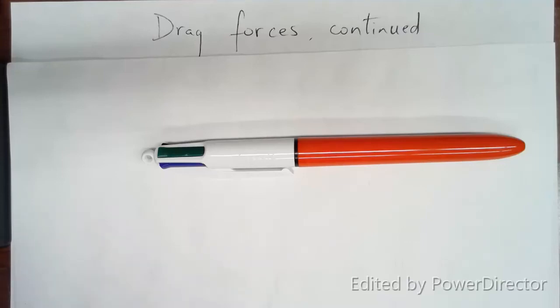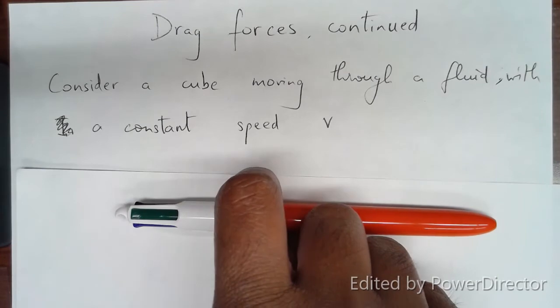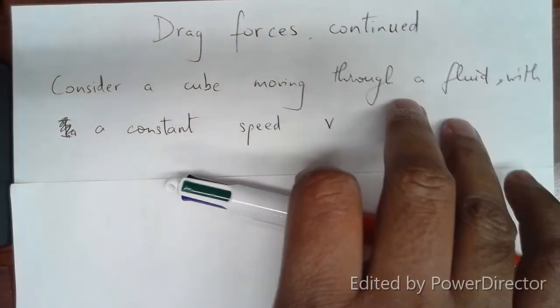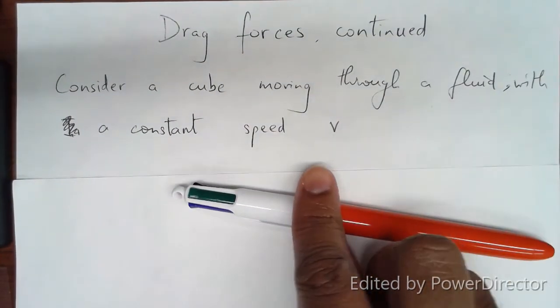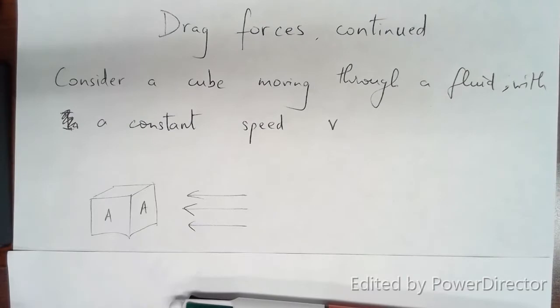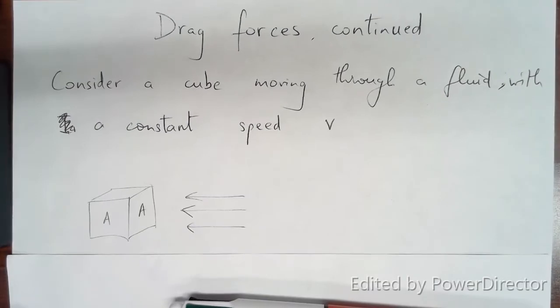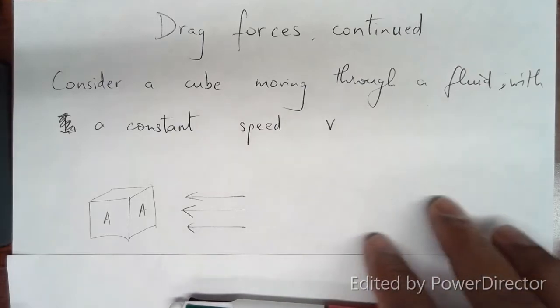In this video, we will continue to examine drag forces and understand some of the physical mechanisms behind drag forces that depend quadratically on the speed of the object. Consider a cube moving through a fluid with a constant speed of v. From the cube's perspective, the cube is stationary and instead the fluid is approaching it with the speed v.